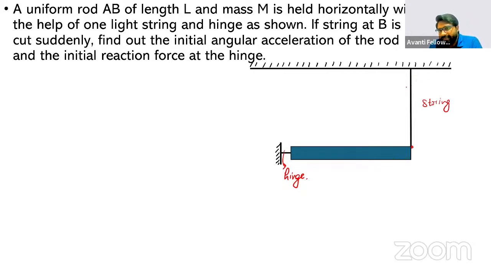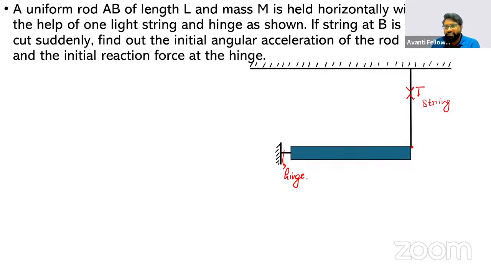Okay, so suppose this is the string and we have cut it from here at this point. Initially, before cutting, there is a tension force which is supporting this. Clear? Just after cutting the string, the tension force will vanish. And this rod will move like this, rotating about this hinge point. Suppose this is the hinge point, so it will try to rotate like this.